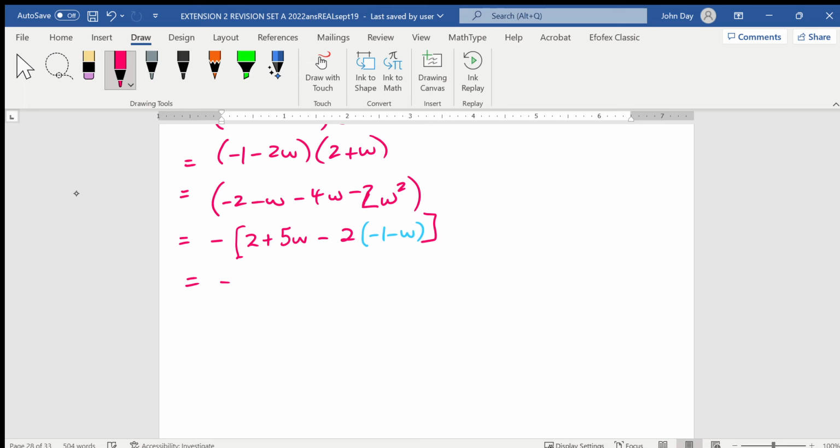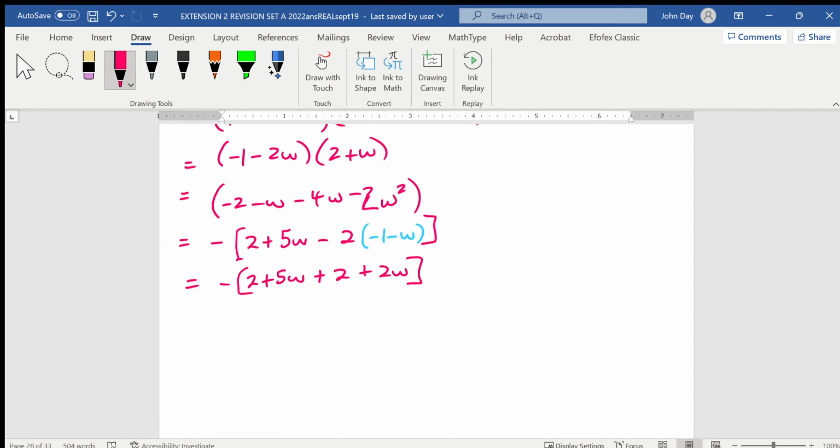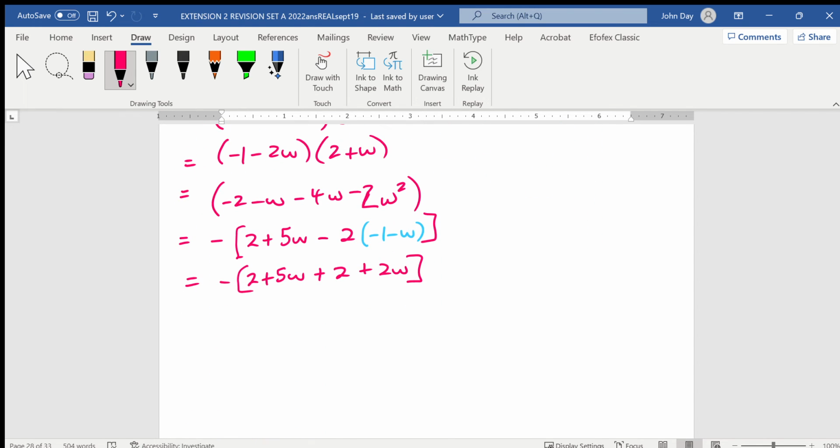So I've got minus of 2 plus 5w plus 2 plus 2w. I think that's what I get. Or I think that was minus 1 minus w that I had to put in there. So minus 2w squared, that seems to work, except for I took a minus out. So that should be plus there, shouldn't it? Because I took a minus.